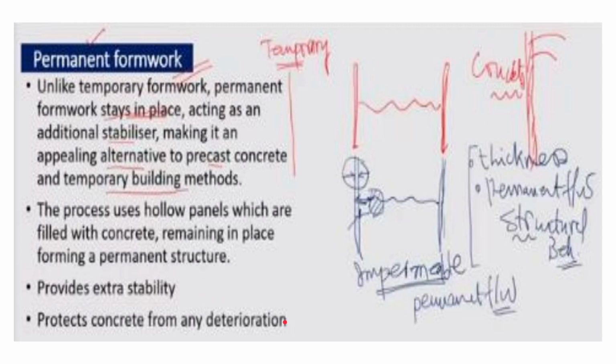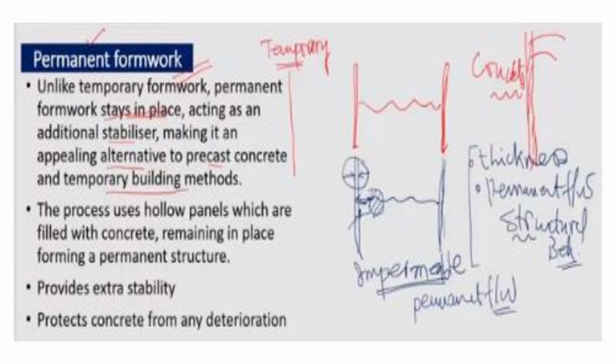So if we look into permanent formwork, we will find that unlike temporary formwork, permanent formwork stays in place, acting as an additional stabilizer, making it an appealing alternative to precast concrete and temporary building methods. And so it does not have to be made every time. So it will be permanent, and it can act as a stabilizer, and it is also appealing.